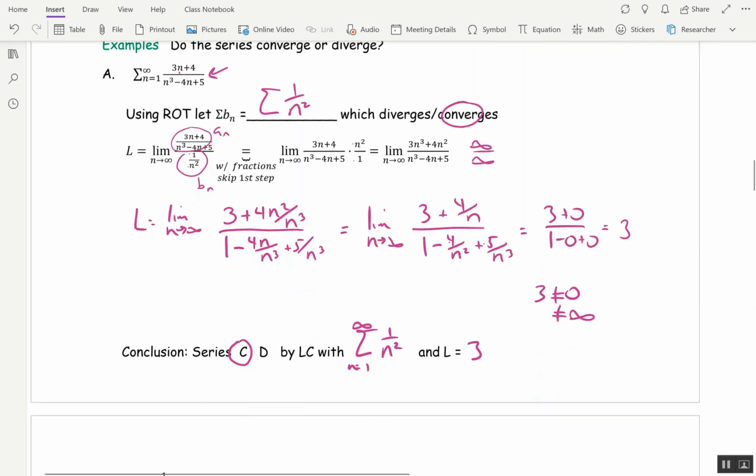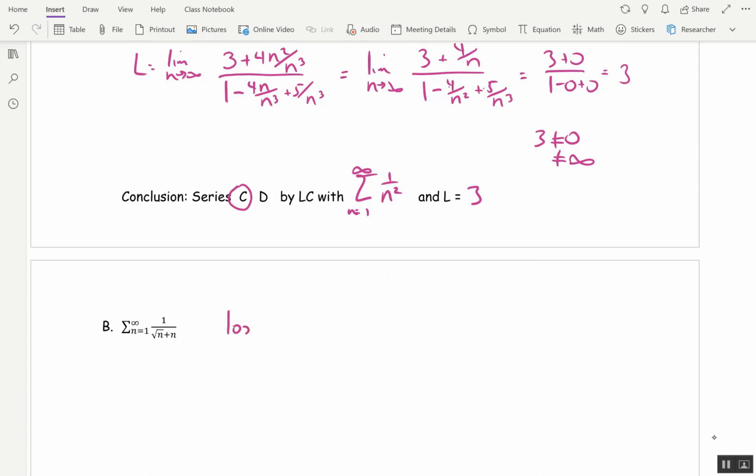Let's do a couple more. You're always going to start by trying to decide what's going on. So this looks like sum. The highest power in the denominator is just n, because square root of n is a smaller power. So that looks like 1 over n, which diverges.